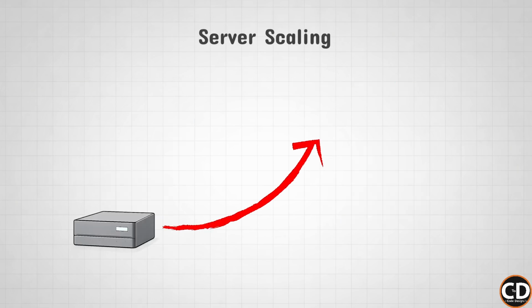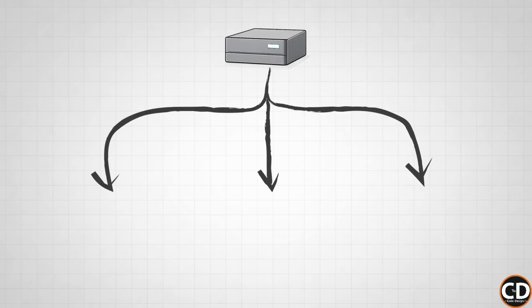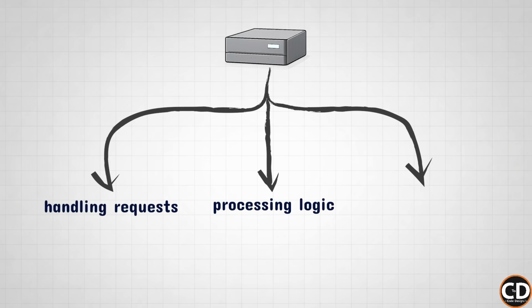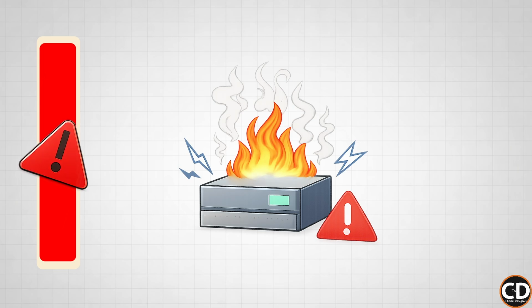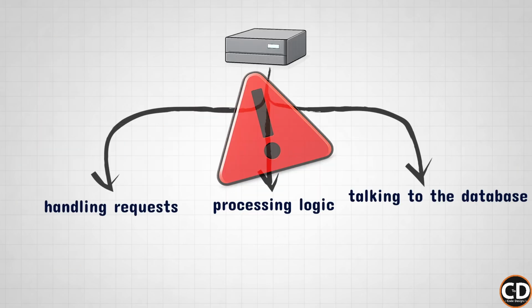Let me explain this step by step. The first thing to think about is server scaling. If you're using only one server for everything, like handling requests, processing logic, talking to the database, then sooner or later, that one server is going to get overloaded. And if that one server goes down, your entire application goes down with it. That's why using a single server for everything is a bad idea at scale.